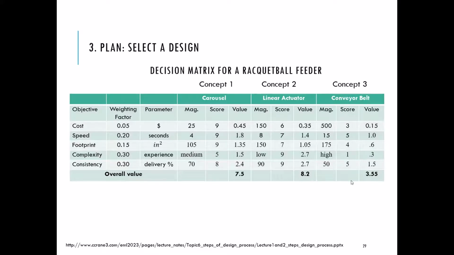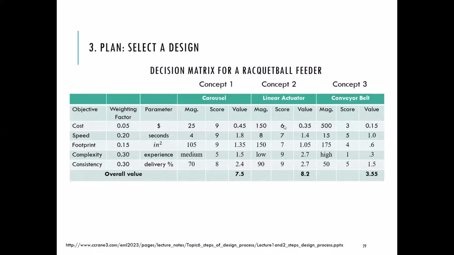Now, you may be looking at this and say, wow, this is great. You know, it's very objective. It's very clear which design is going to be the best one. But you have to be careful because it can be a bit misleading. For example, the linear actuator had a magnitude of $150, whereas the carousel is only 25. So the linear actuator was basically 6 times more expensive, but it got a score of 6, whereas this one got a score of 9.